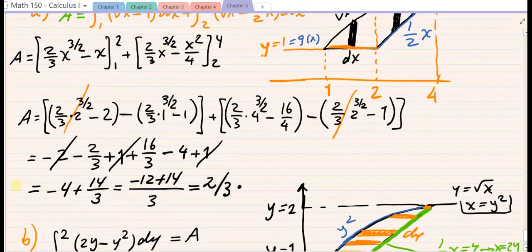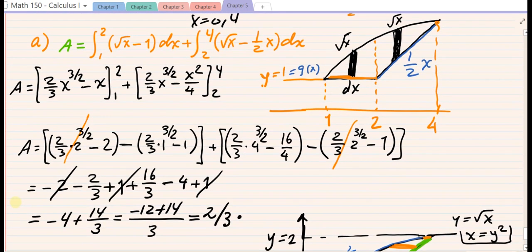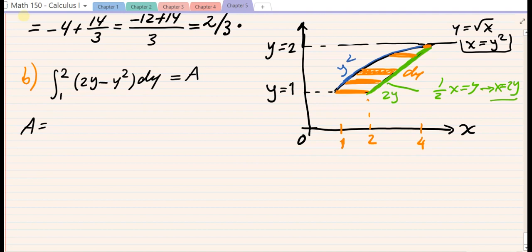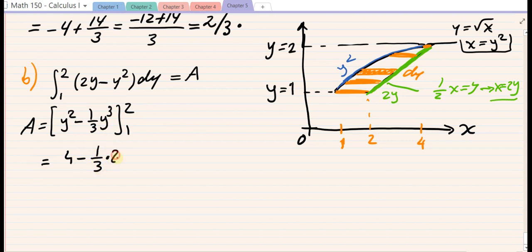Notice up here in part A, it wasn't bad either, but we had to split it into 2 integrals. We had to deal with the fractions, and that's what we did. So this might be a little bit easier. The integral of 2y is going to be y squared over 2, so that's just y squared. Negative 1/3 y cubed. Evaluate it simply from 1 to 2, so it doesn't involve any radicals or nothing. That's good. Upper limit makes this 4 minus 1/3 y cubed would be 8. Minus lower limit is 1 minus 1/3.